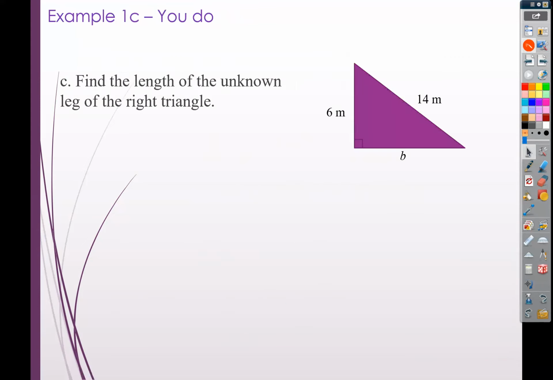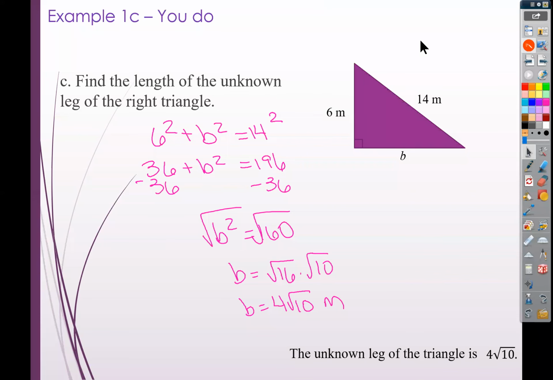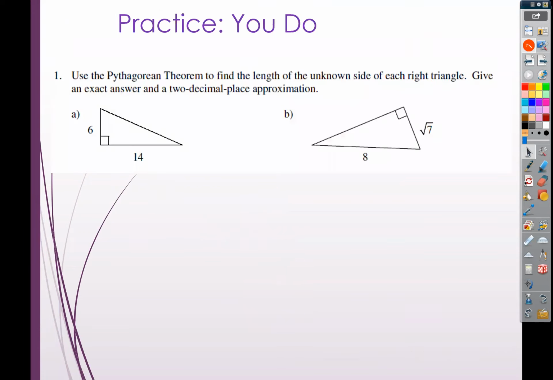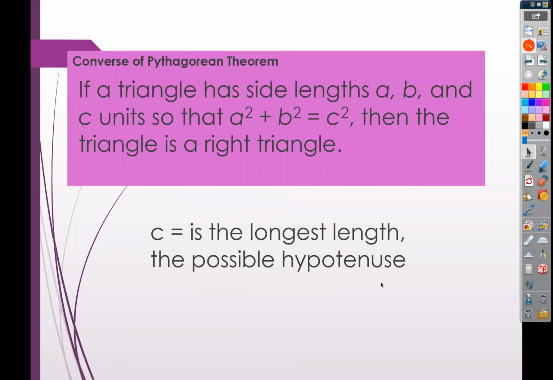Now here's one for you to do, so go ahead. When you work that out, you should get the unknown leg of the triangle is 4 square root of 10 meters. So here are some for you to do, so go ahead and try. And those would be your answers. Let me know if you're having trouble with that.